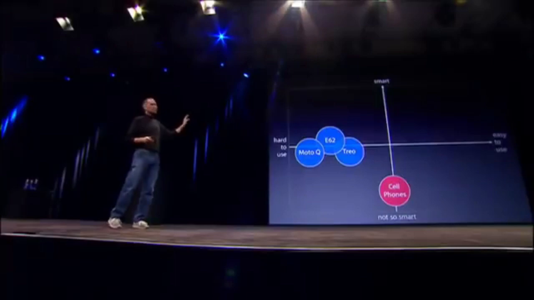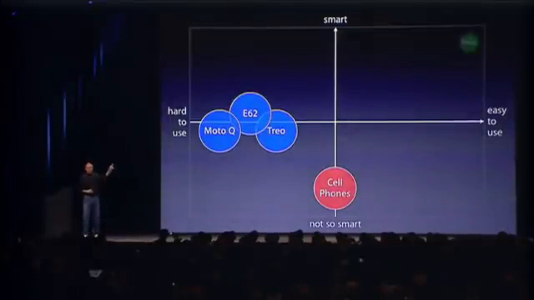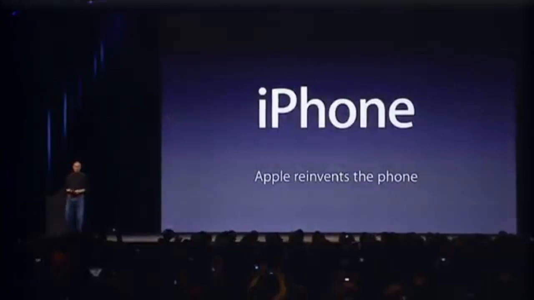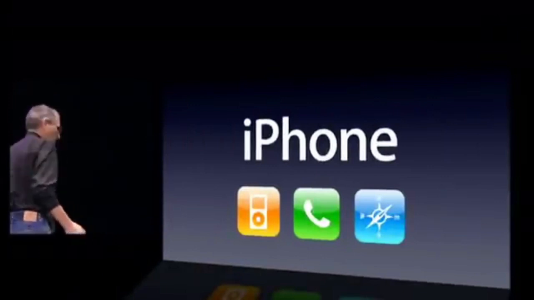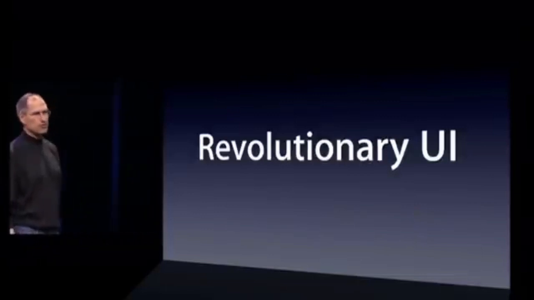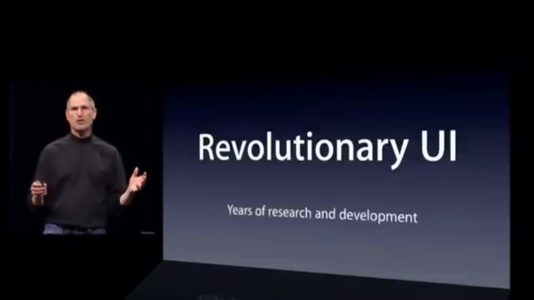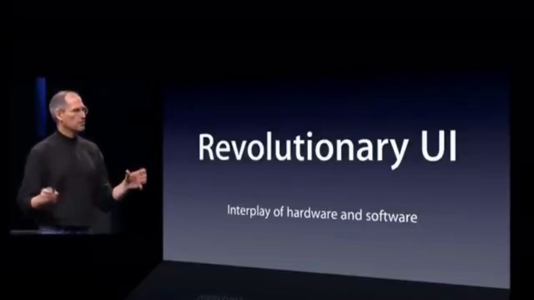Well, we don't want to do either one of these things. What we want to do is make a leapfrog product that is way smarter than any mobile device has ever been and super easy to use. This is what iPhone is. Okay? So, we're going to reinvent the phone. Now, we're going to start with a revolutionary user interface. It's the result of years of research and development. And, of course, it's an interplay of hardware and software.